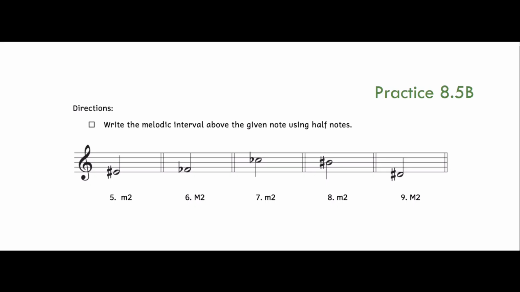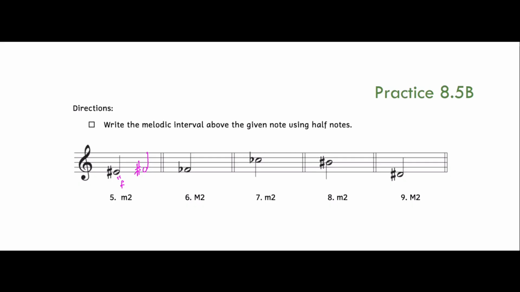Okay, number 5. First you want to write a second above E, and that's going to be F. So E sharp to F. Let's figure out a half step above E sharp. Now for this, you can think of E sharp being enharmonically equivalent to F. Now a half step above F is F sharp. So E sharp to F sharp is a minor second.